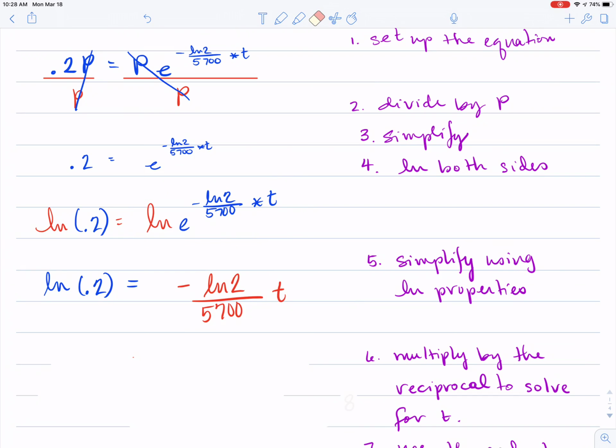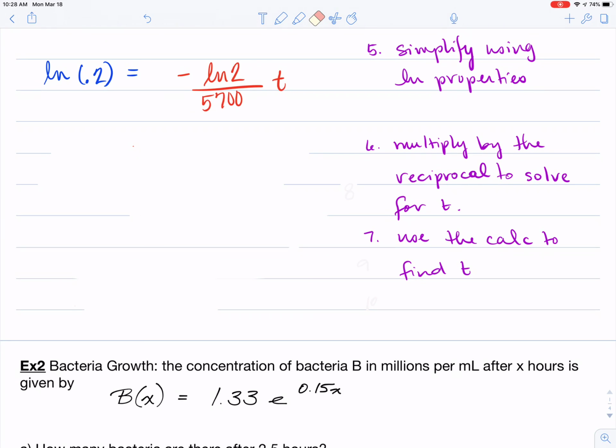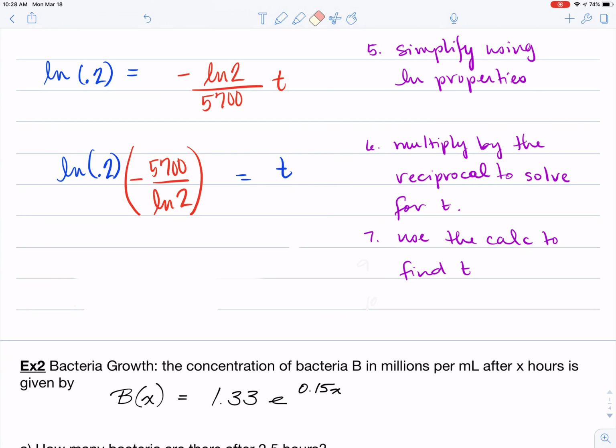Remind yourself that you're trying to get t by itself. And so if I'm trying to get t by itself, then I'm going to multiply by the reciprocal on both sides of the equation. Once I have this, my t is alone, which is great. But remember, I'm trying to find that time. So I want to take the left side and plug it into the calculator. And once I plug it into the calculator, I'm going to get 13,234.99. Now remember, this was my t value or my time value. And so we'll go ahead and simplify that to say that that was almost 13,235 years.